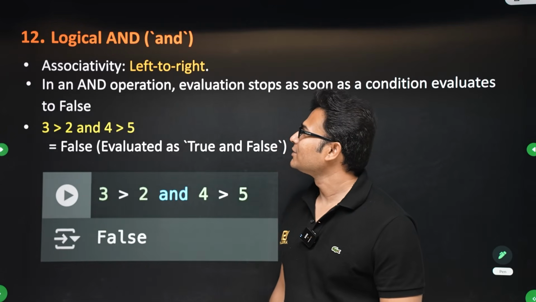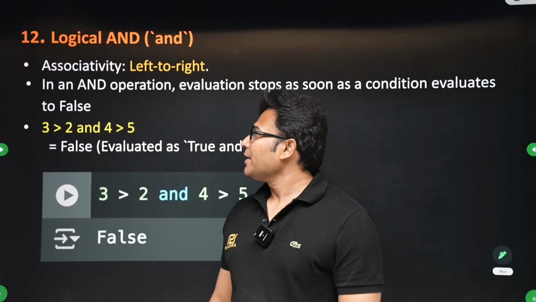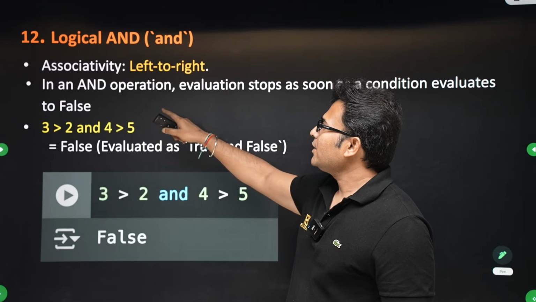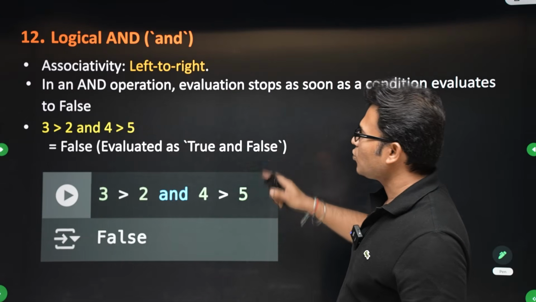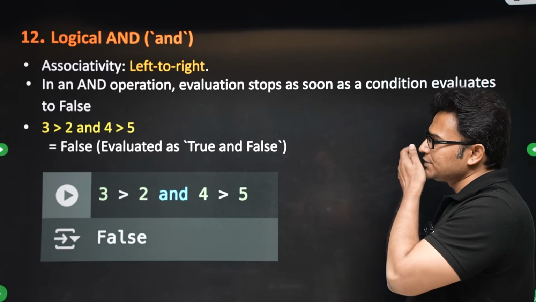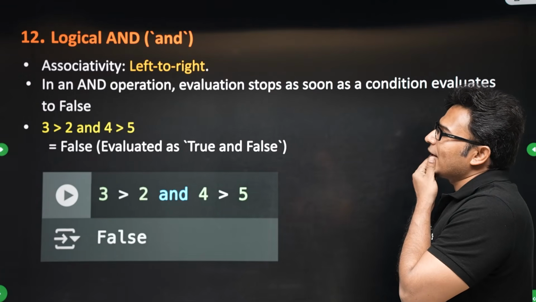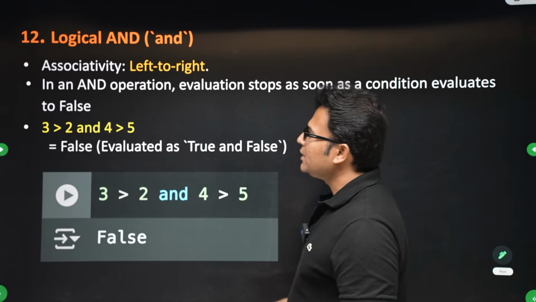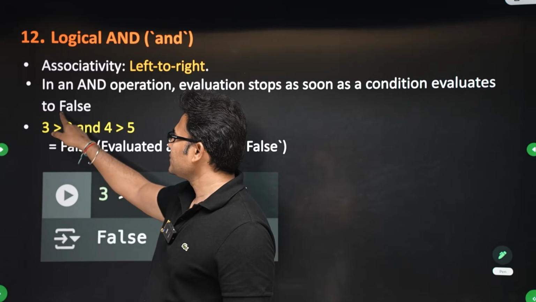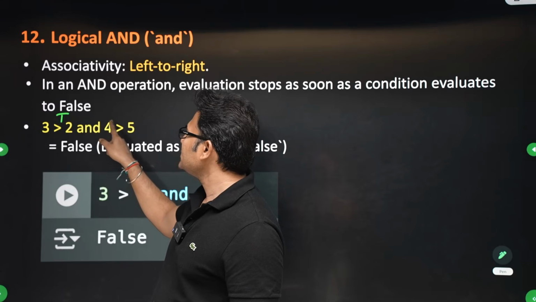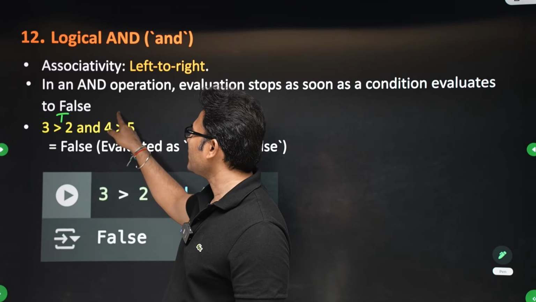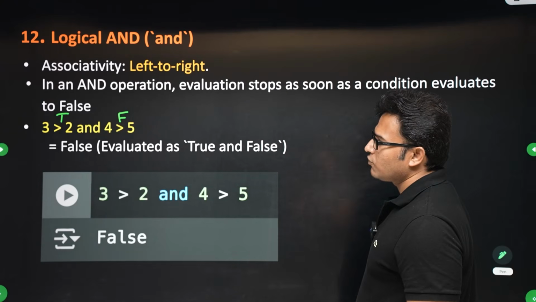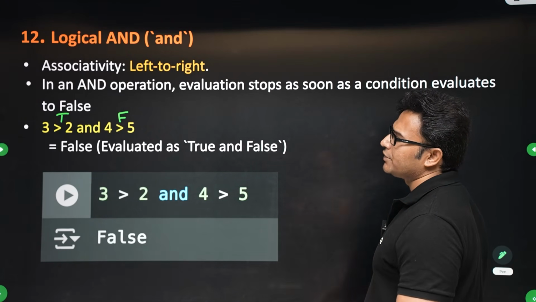Okay. And now logical AND. Logical AND is left to right associative. Let me take this example first. 3 is greater than 2. Yes, this is true. Then it will check the next condition. 4 is greater than 5. It is false. 4 is not greater than 5. Therefore, false is evaluated. This one you understood, right?